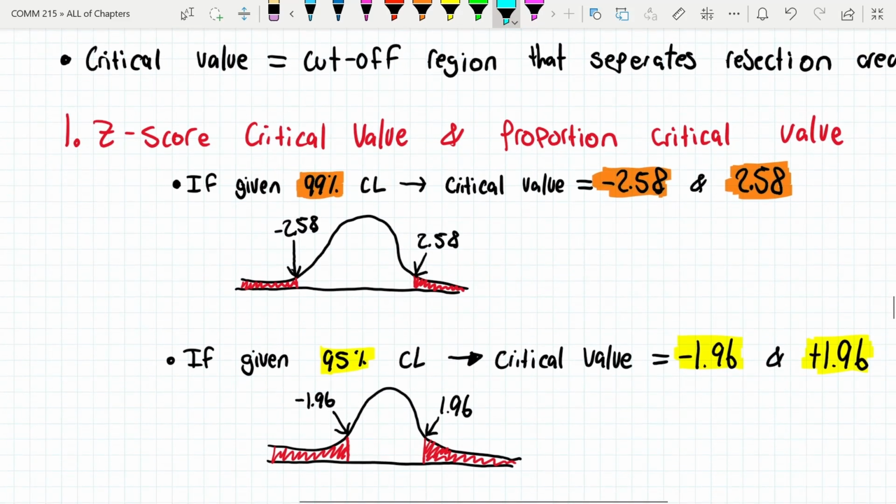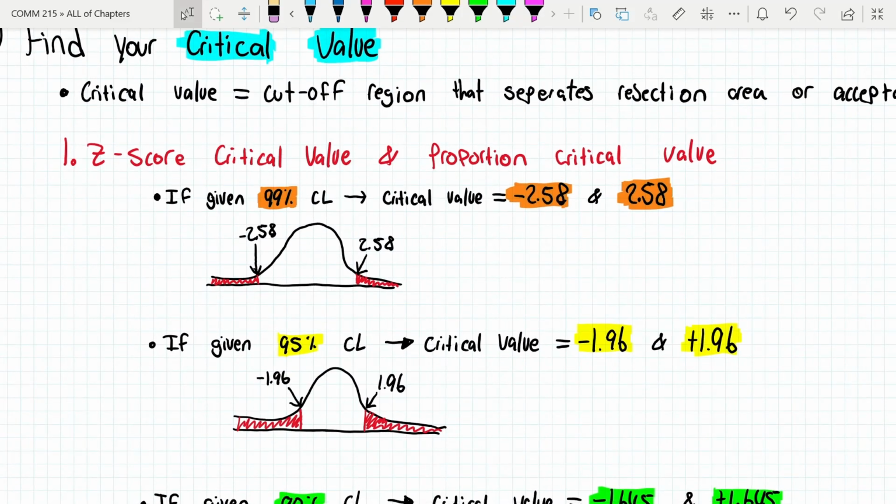So if you're given a 95% confidence level, your critical value will be negative 1.96 and plus 1.96. So again, assuming that you have your two-tailed test. Let's say if you have only a one-tailed test and it's to the right, well, it'll still be 1.96, but you wouldn't include the negative. And it's the same thing if it's a left tail test, you would include your negative 1.96, but you won't include your 1.96. But the critical value would still be the same.